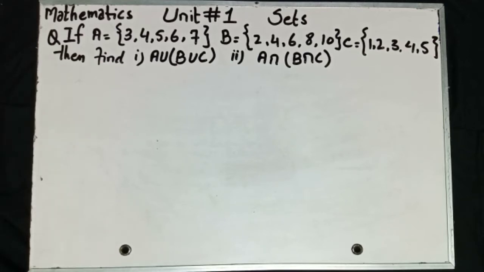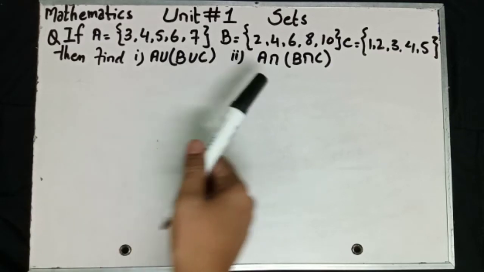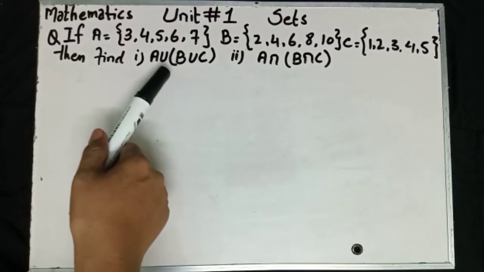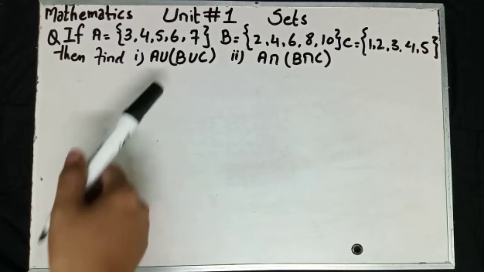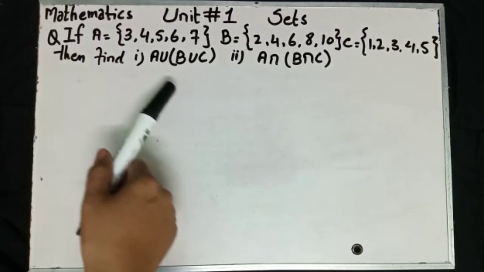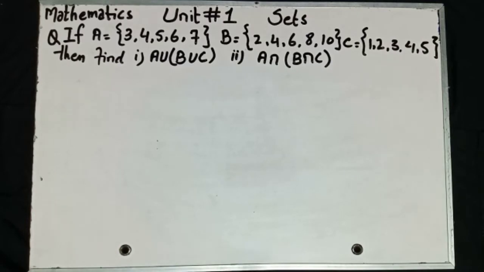In the first part, first we find the union. In the second part we find the intersection. In union we write down all elements in ascending order. In intersection we just write down the common elements between them.